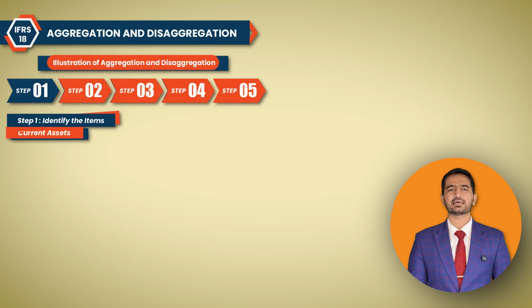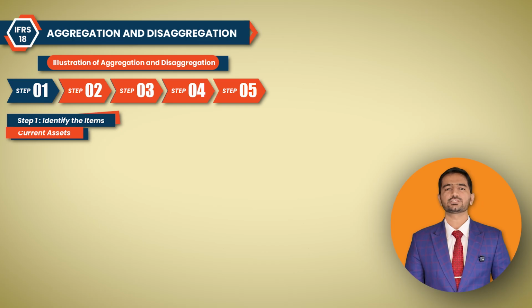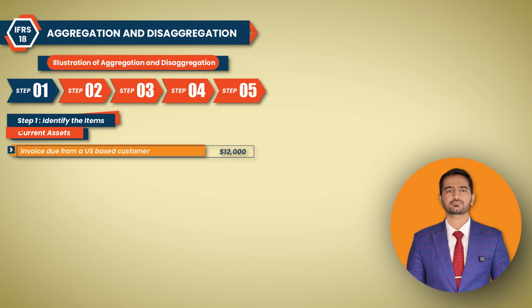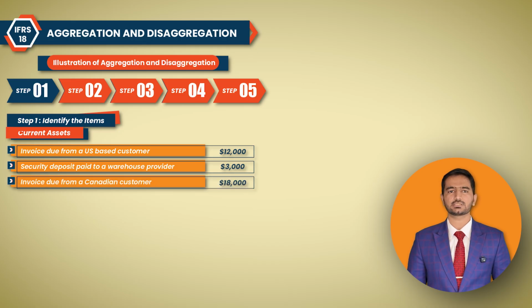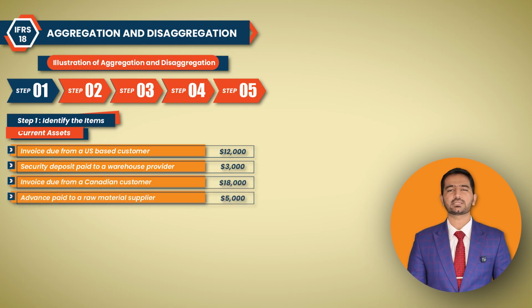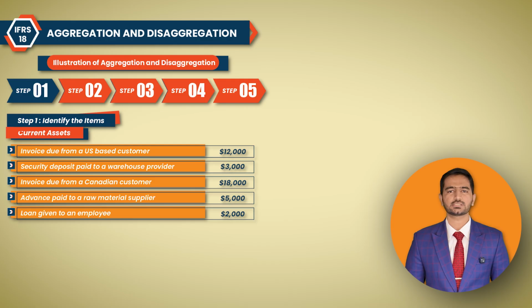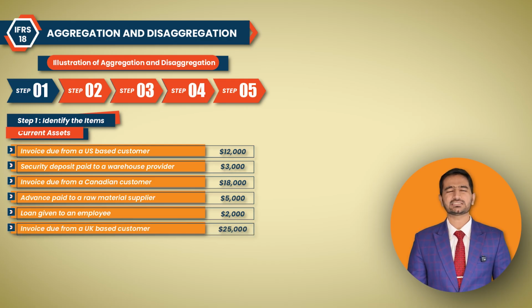You are reviewing some current assets, and here is the list your finance team gives you. Invoice due from US customer $12,000. Security deposit paid to a warehouse provider $3,000. Invoice due from Canadian customer $18,000. Advance paid to raw material supplier $5,000. Loan given to an employee $2,000. Invoice due from a UK based customer $25,000. Alright, so now you have got 6 individual items. These are your items, not line items yet, just raw details.